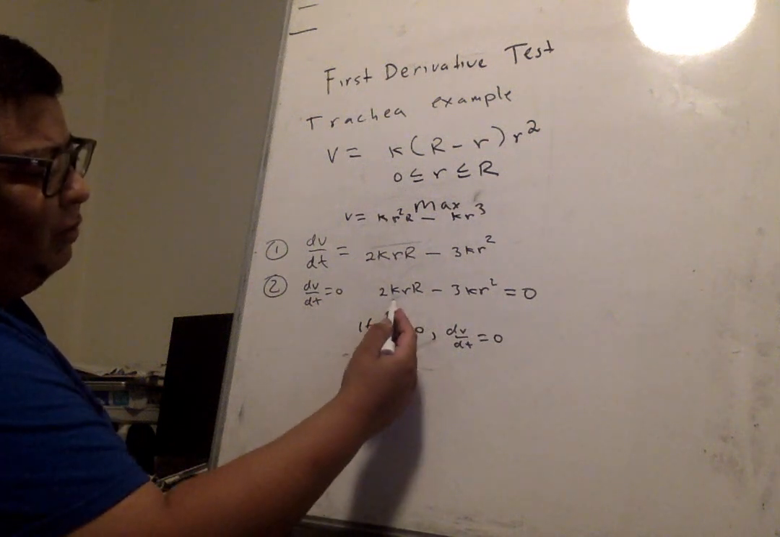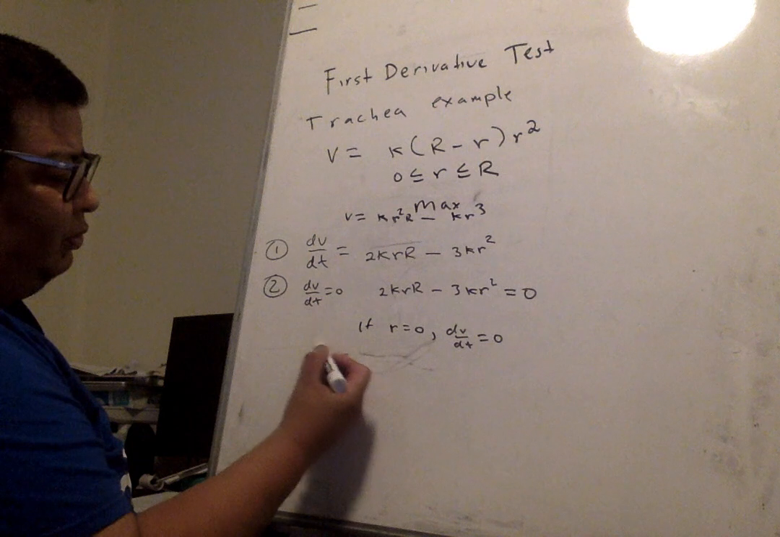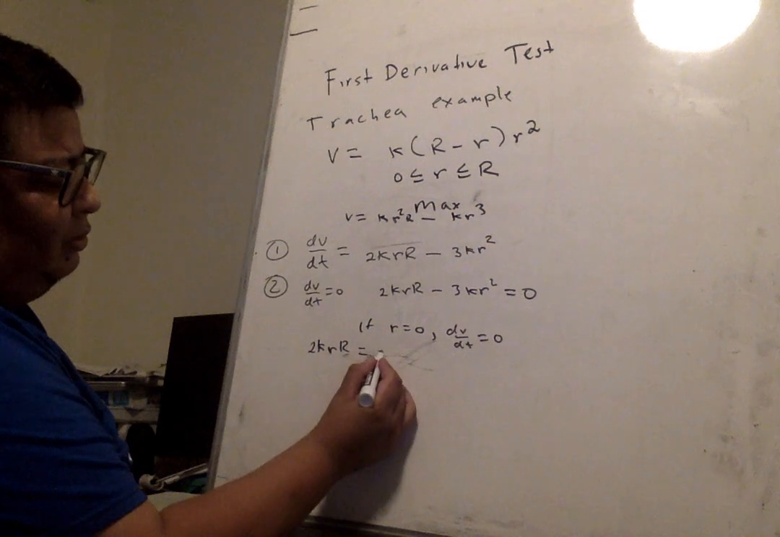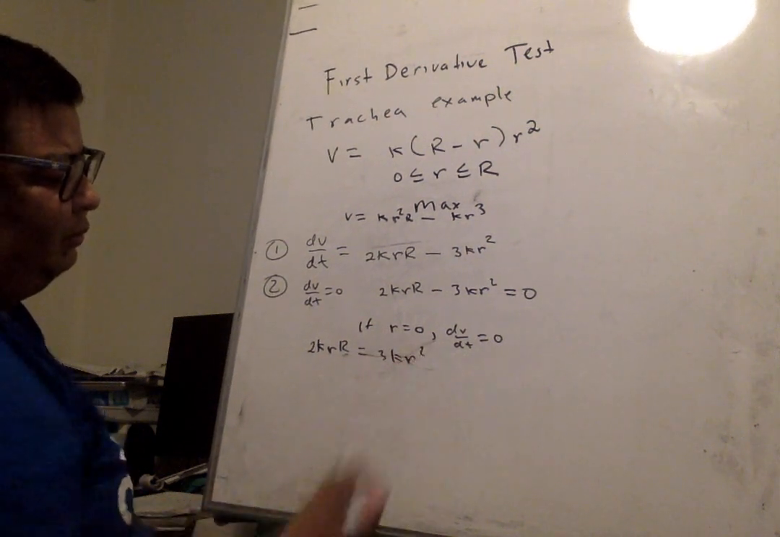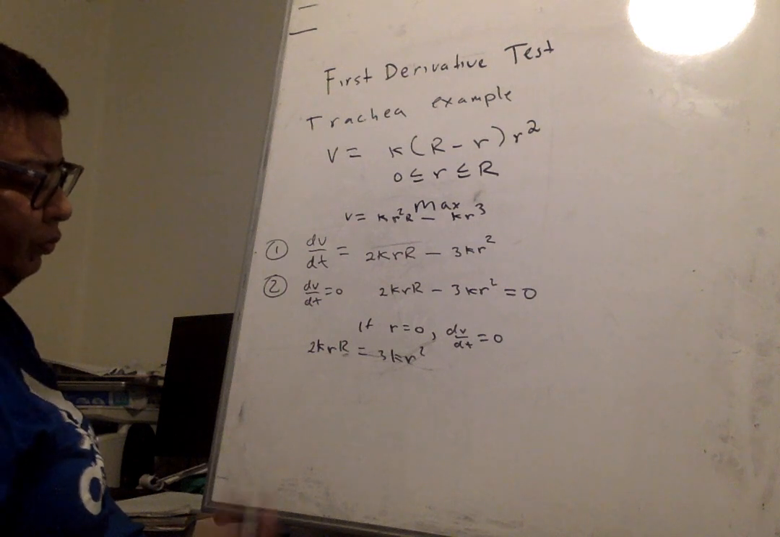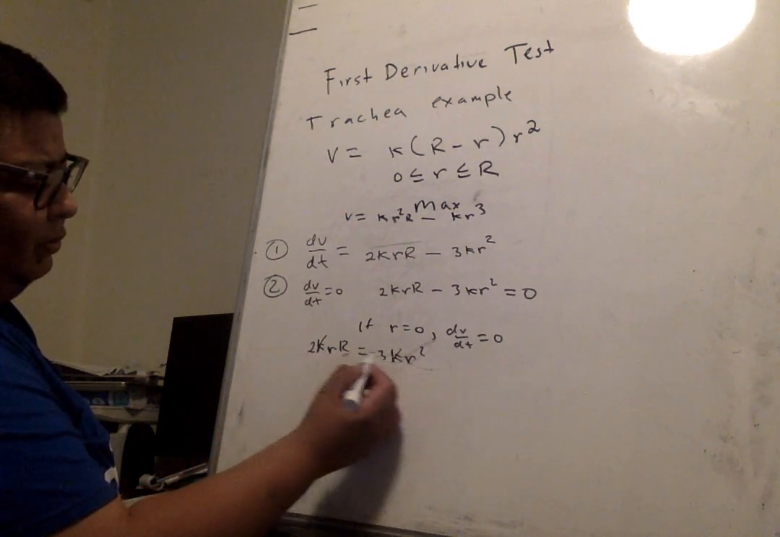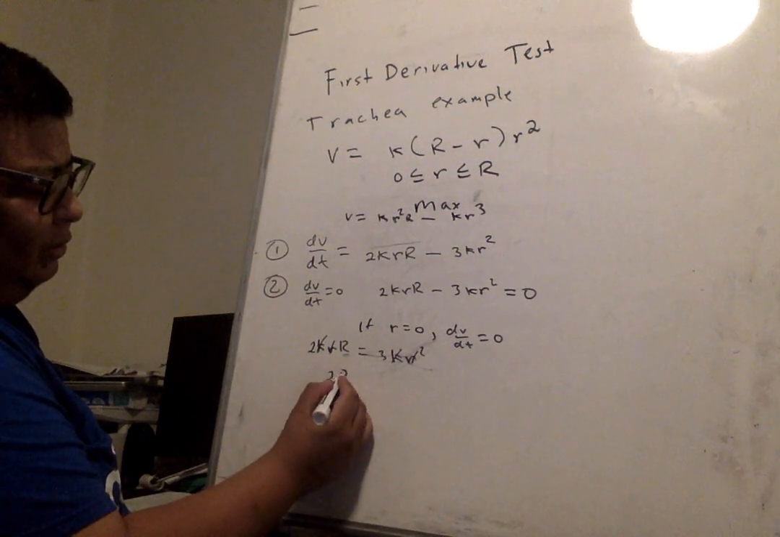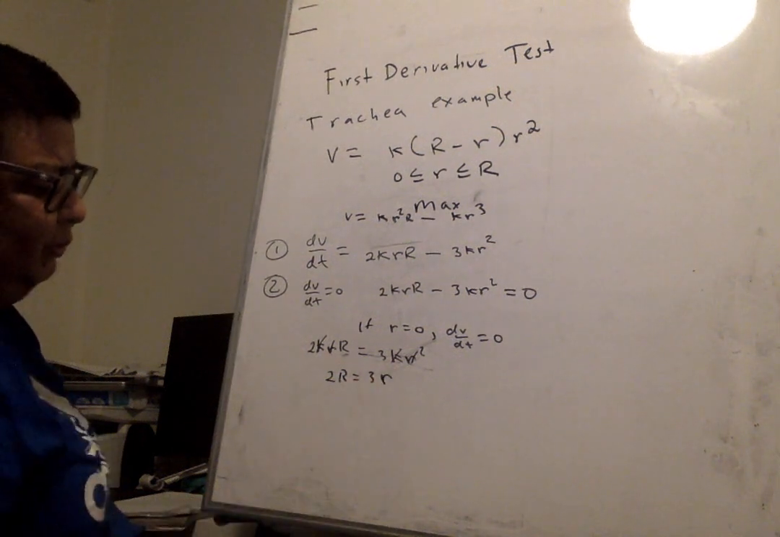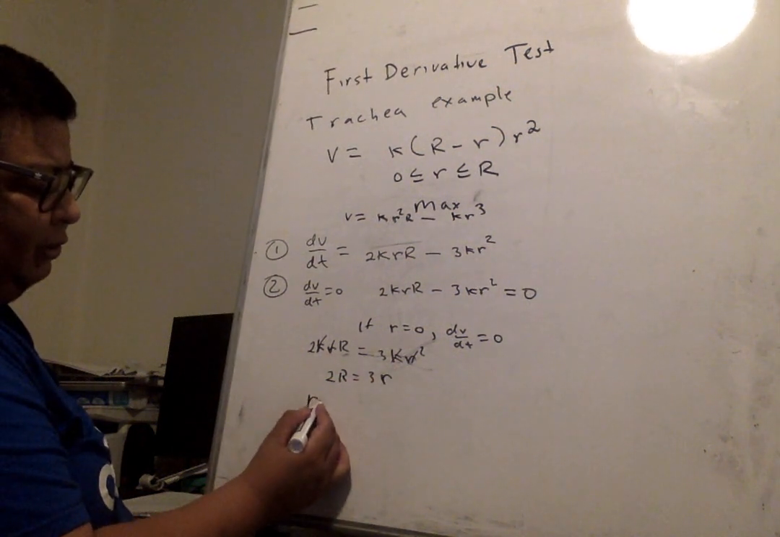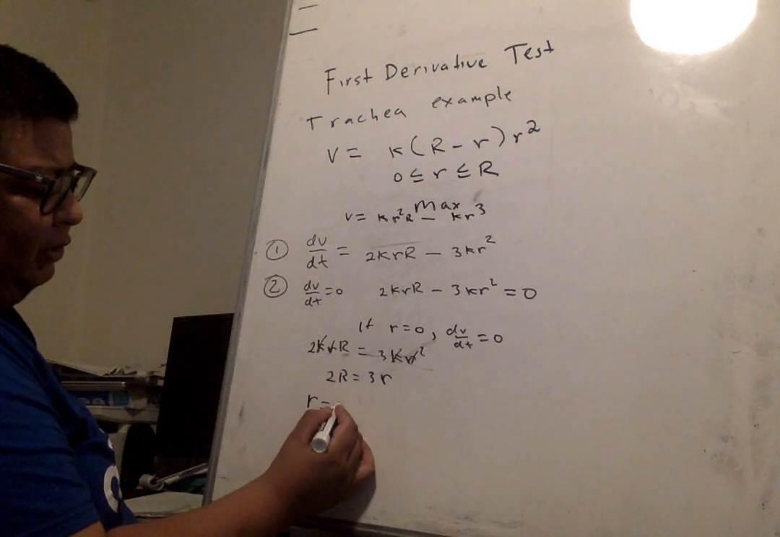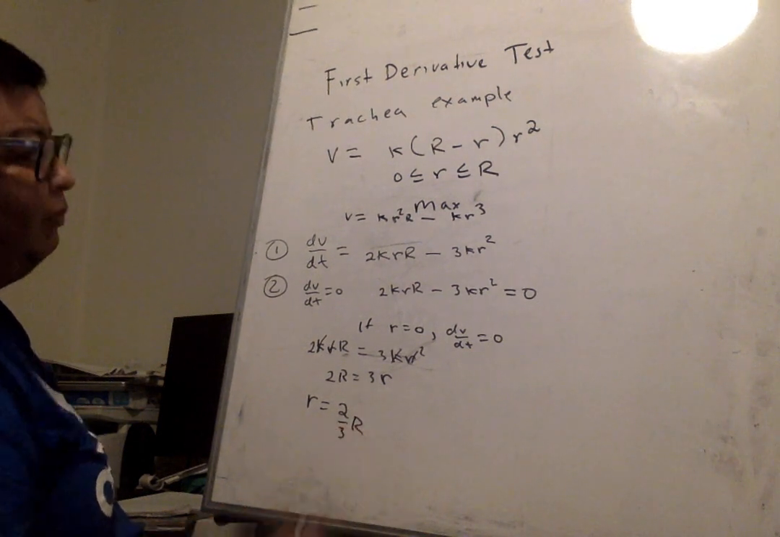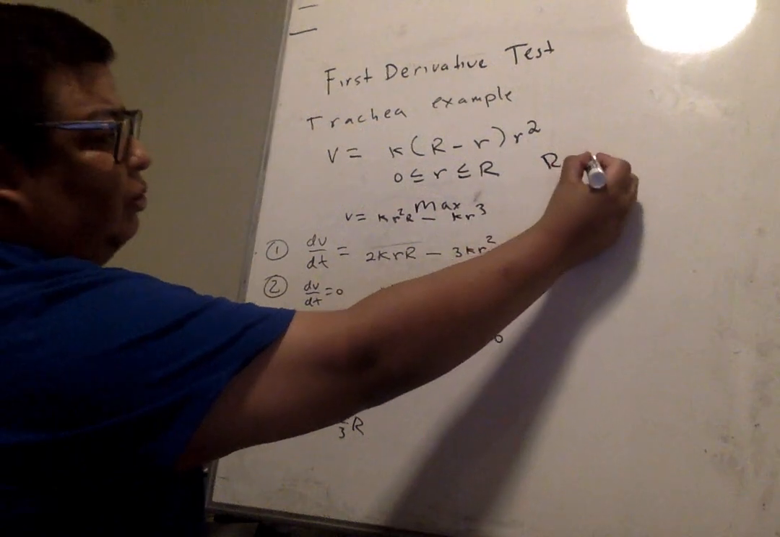And then the other one is when we find r. So that's going to be 2k r equals 3k r squared. So this cancels, one of the r cancels here. So we're going to live with 2r equals 3r. Then we solve for little r, and then that's going to be 2/3 r.